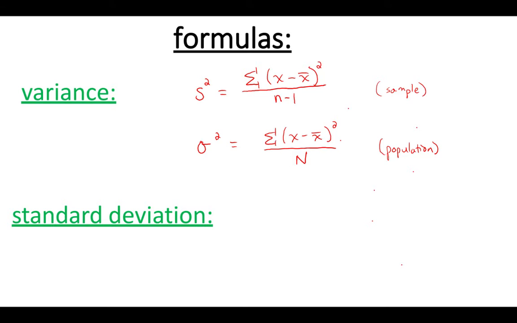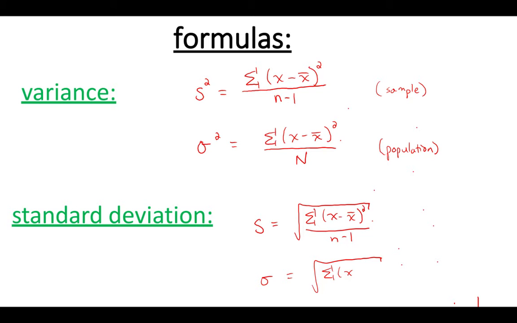Okay, so that's variance. So the standard deviation is the same thing, except we just take the square root. So for S, it's going to be the square root of the top one up there: the sum of x minus x bar squared over n minus 1. And sigma is going to be the square root of the sum of x minus x bar squared over n. So again, a sample versus a population. If you need to pause for a second and write those down, go ahead and do so.